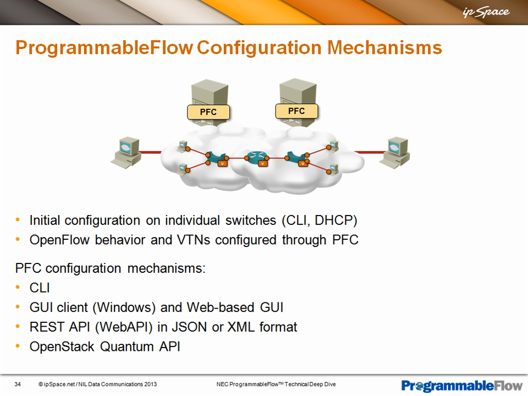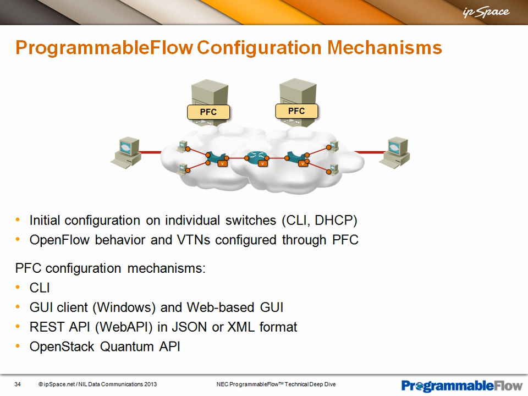Obviously, you have to do some initial configuration on the individual switches. And either you do it through CLI or you do it through DHCP, depending on what switches support. If nothing else, you have to configure the IP address on the control plane network, and you have to tell the physical switch that it has to connect to the OpenFlow controller. And then all the rest is configured through PFC.